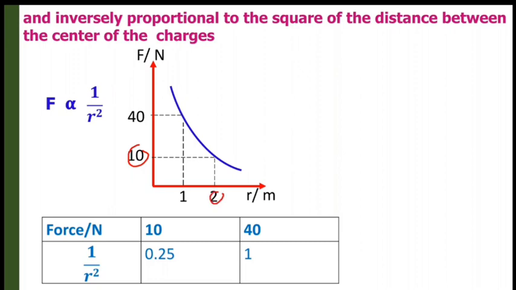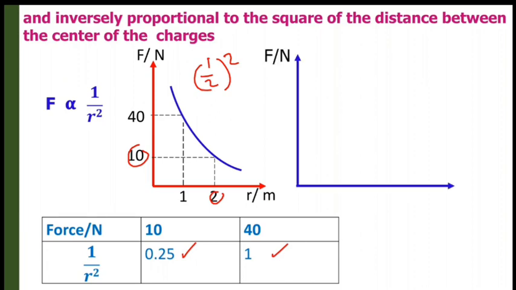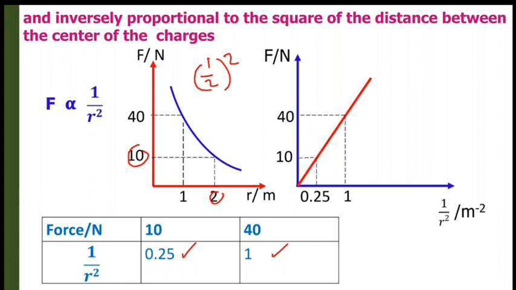So now if we're going to plot 1 over r squared on the x-axis, we're going to get 1 over 2 and then we square it. That gives us the 0.25. 1 over 1 squared will give us the 1. Okay, so now when we plot this graph, we're going to get a graph that looks like this, right? When the distance is 0.25, the force is going to be 10. When the distance becomes 1, the force is now 40. And we get a straight line like that.